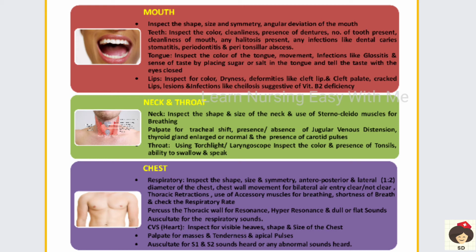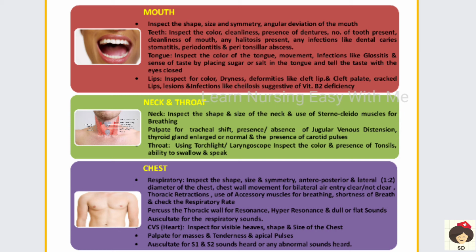Also on the thoracic wall, you have to percuss and listen for the sounds. Resonance is a normal lung sound. In case of emphysema or air-filled lungs, there can be hyperresonance. When percussing from the lungs down to the liver or over the muscles, there can be dull sounds, and over the rib cage it can be a flat sound. These sounds you can hear. And you have to auscultate for respiratory sounds. Normally there will be bronchial, vesicular and bronchovesicular sounds, and if the patient has any adventitious sounds, then it is abnormal.